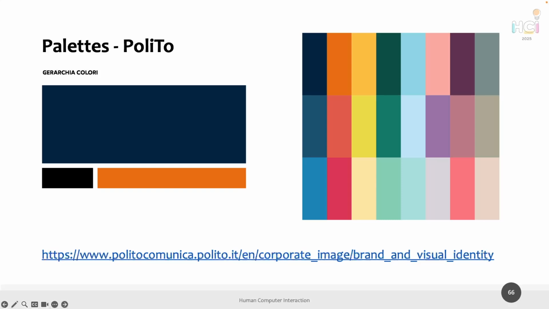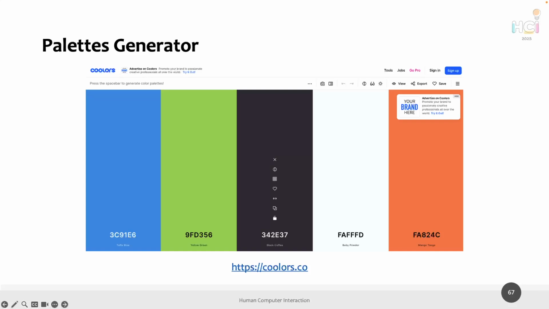So you can also explore it in more detail at this link. And it exemplifies all the colors that are used in our website. So how can we generate these palettes? There are tools online that can help us defining these palettes.